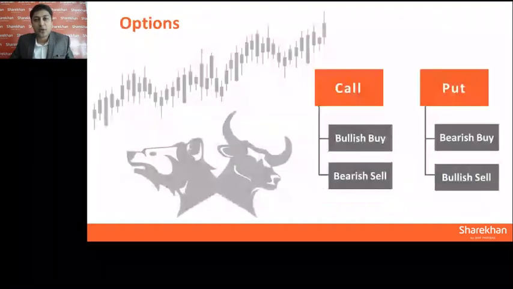Now there are two types of options. One is a call option and the other is a put option. Generally, when we say we are trading in call options, if you are buying a call option, we are bullish on the market. If you are selling a call option, we are bearish on the market. If you are buying a put option, you are bearish on the market. If you are selling a put option, you are bullish on the market.